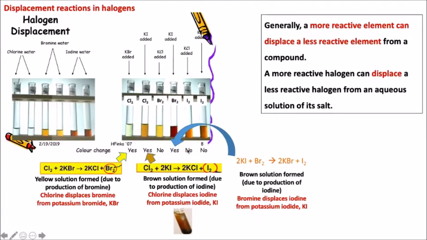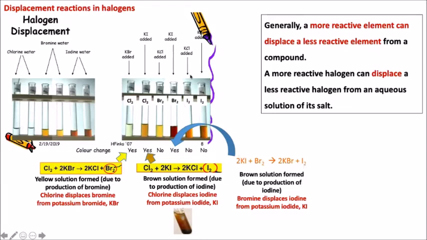The next one, I said yes. Why? Because bromine is more reactive than iodine and therefore will displace iodine from a compound of potassium iodide. I have put the equation here. So when you have potassium iodide reacting with bromine, bromine will displace iodine from potassium iodide because bromine is more reactive than iodine, giving you potassium bromide and iodine.